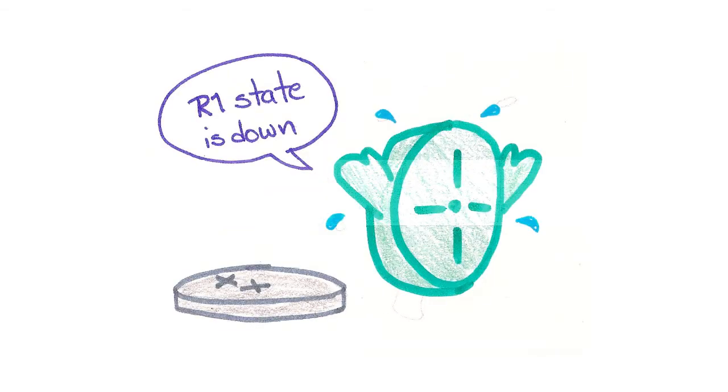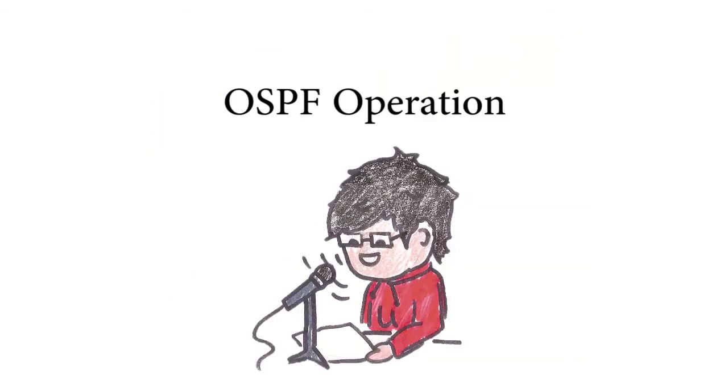If the dead interval expires before the router receives a hello packet, OSPF removes the neighbor from the LSDB. Then, the router floods information about the down neighbor on all OSPF-enabled interfaces. Now we will talk about OSPF operation.